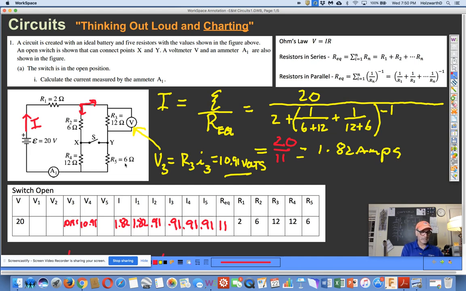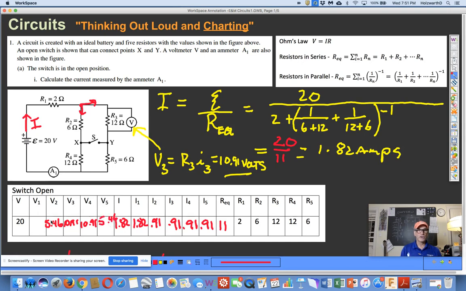So I'm going to multiply 6 times that 0.91. Okay, and I get a voltage drop of 5.6. Let me take that back. I want to make sure I got that right. So I've got 6 times 0.91. Yes. Okay. I had another value in my mind, but yeah. So let's see. We've got a voltage drop across R2 and also R5. So we have 5.46 or 5.5 and a 5.46.